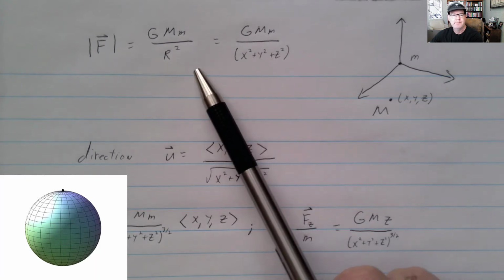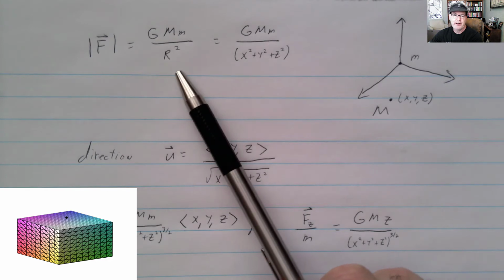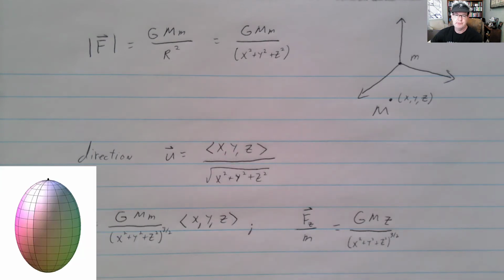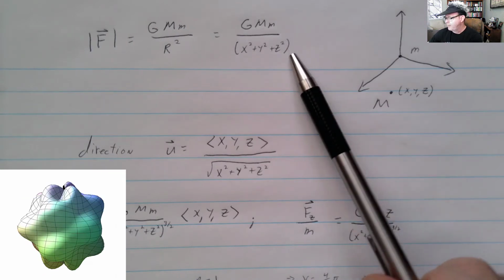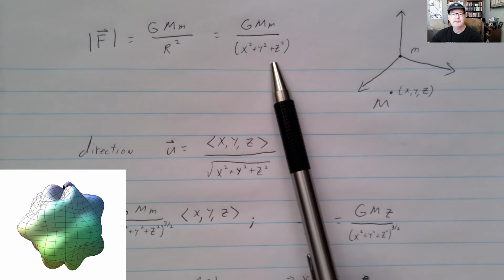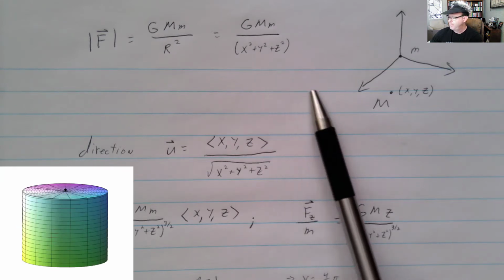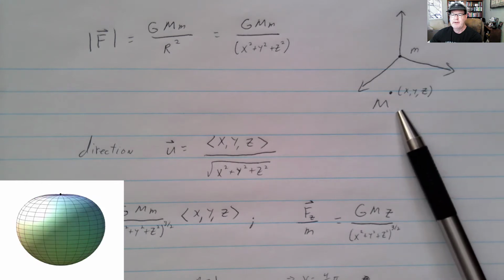Hopefully we know Newton's law of gravity, G m m over r squared. That's good for spherical objects. If I put it in Cartesian, it looks like that. So that's the magnitude of the force. Now I'm going to put a little point mass at the origin, and I want to find the pull from a mass m that's somewhere else in 3 space.